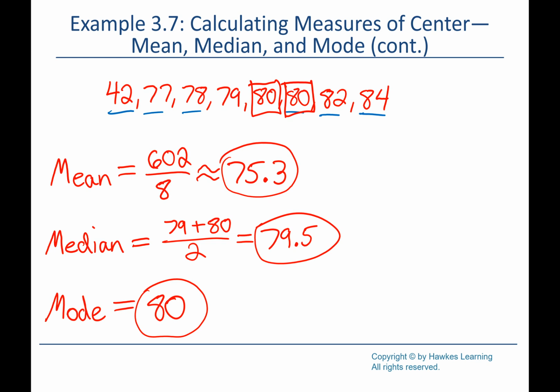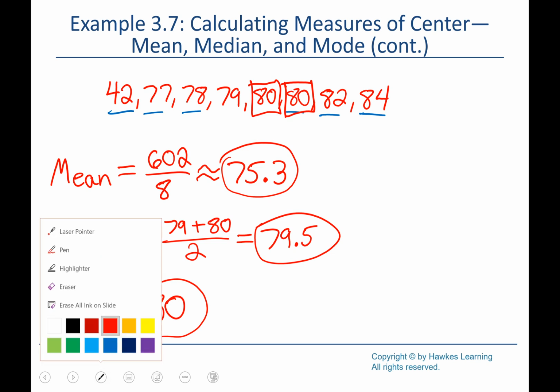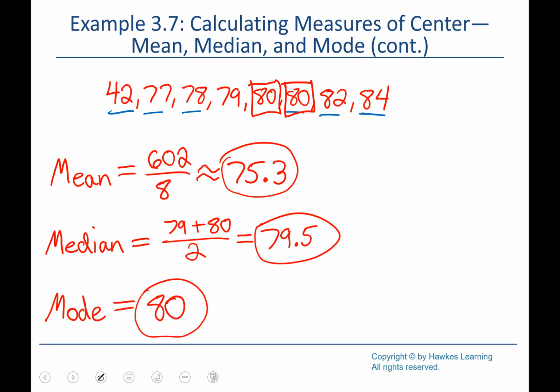Look back at our data set. Do you see any data values in there that look like they might not quite fit in with the rest? The one that's catching my eye is this 42. And we could potentially call that data value an outlier. So if you notice, that outlier is lower than the rest of the data values, and our mean is smaller or lower than the median or the mode. Okay, so this is one kind of potential pitfall of using the mean.